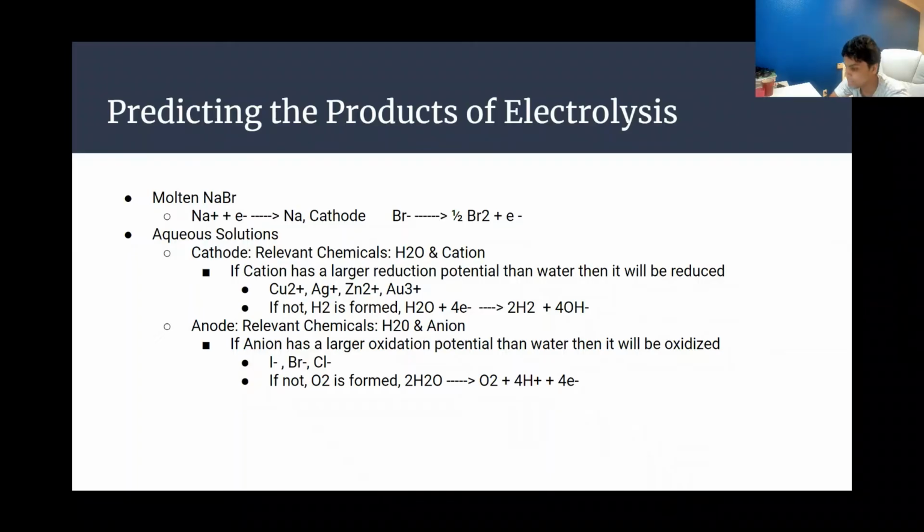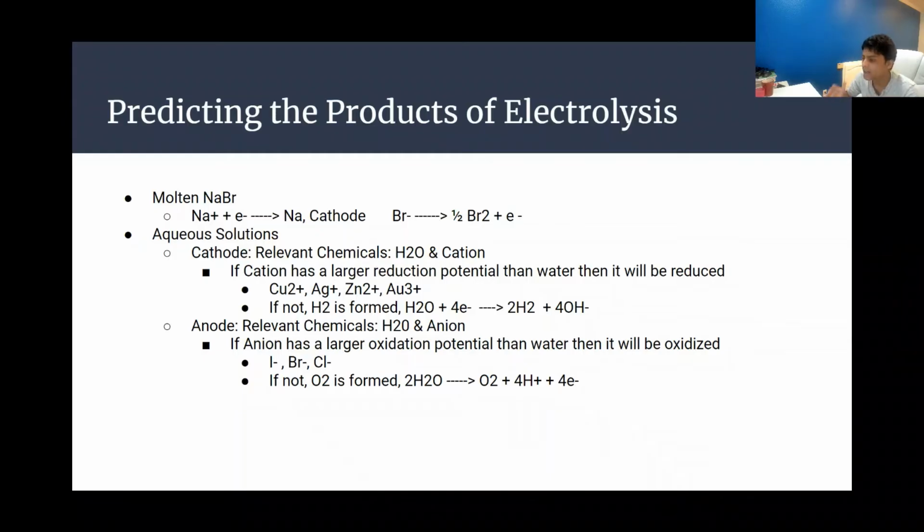Now, aqueous solutions. In aqueous solutions things get a little more complicated because there's water in the mix. Water can get reduced or oxidized. So let me tell you some stuff to do. At the cathode, the relevant chemicals are H2O and the cation.